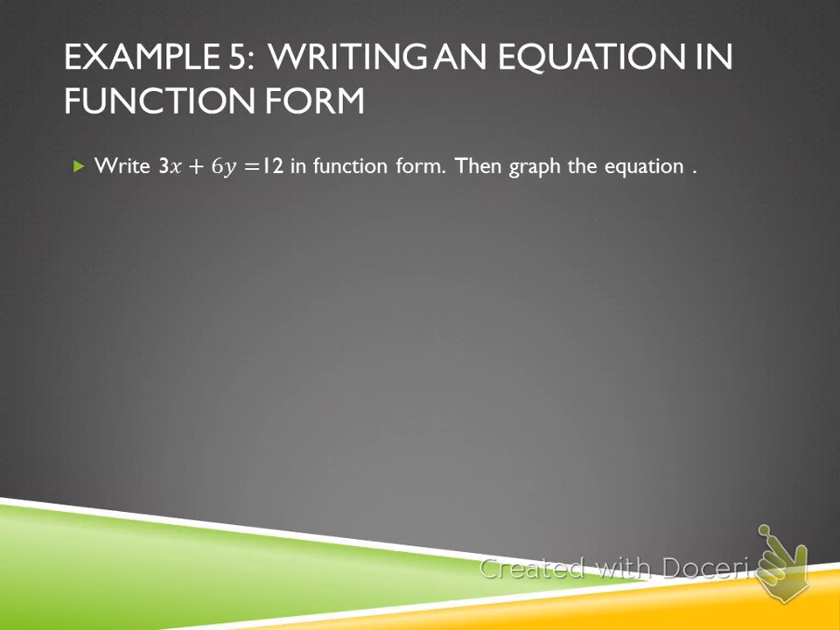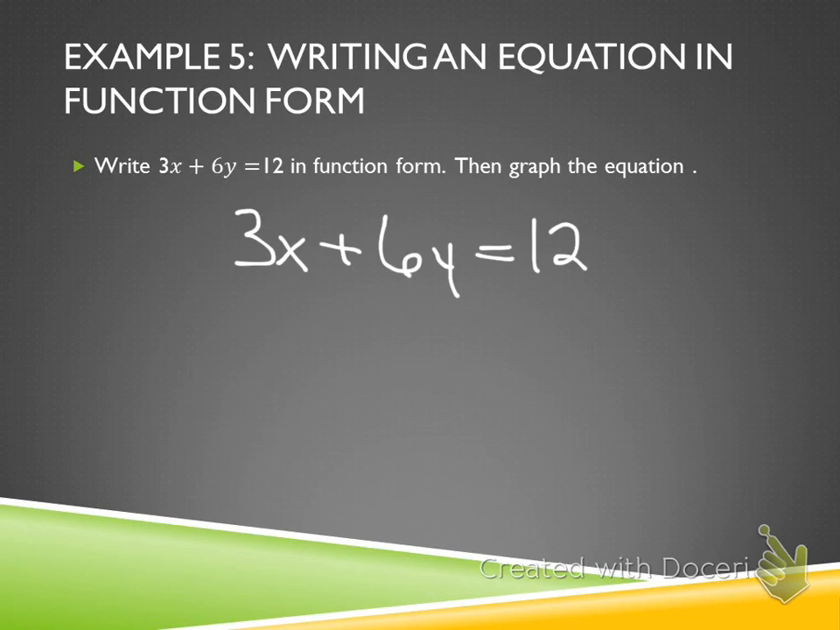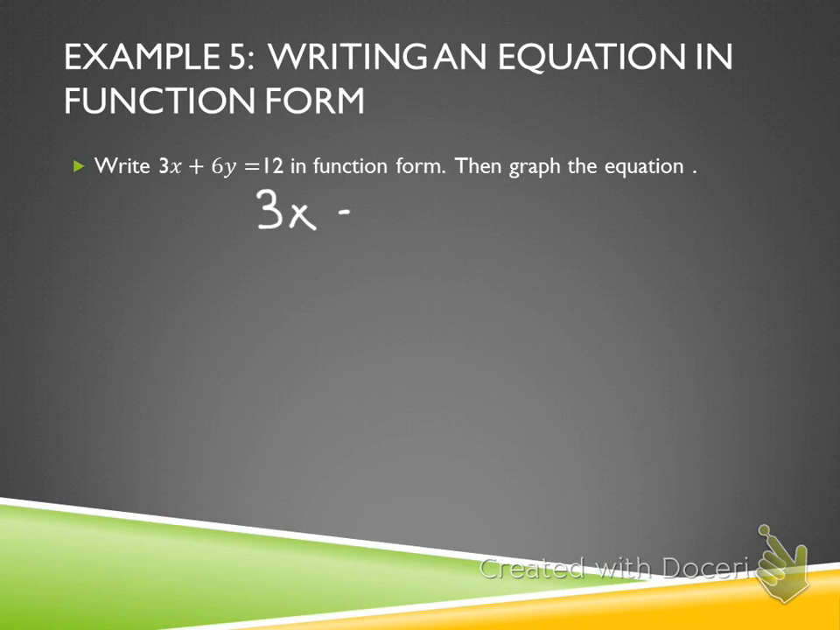So let's take this one for example. We'll do this and then we'll be done. I want you to go ahead and rewrite this equation in function form, please. All right, so we've got 3x plus 6y equals 12. Well, first thing I need to do is subtract 3x from both sides. Plus 6y equals 12. Subtract 3x from both sides.